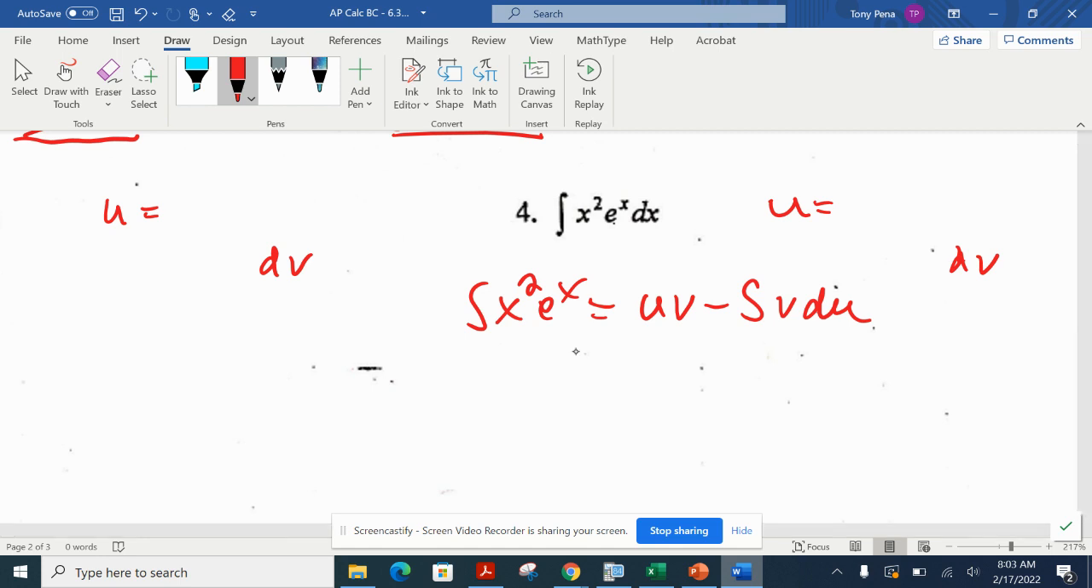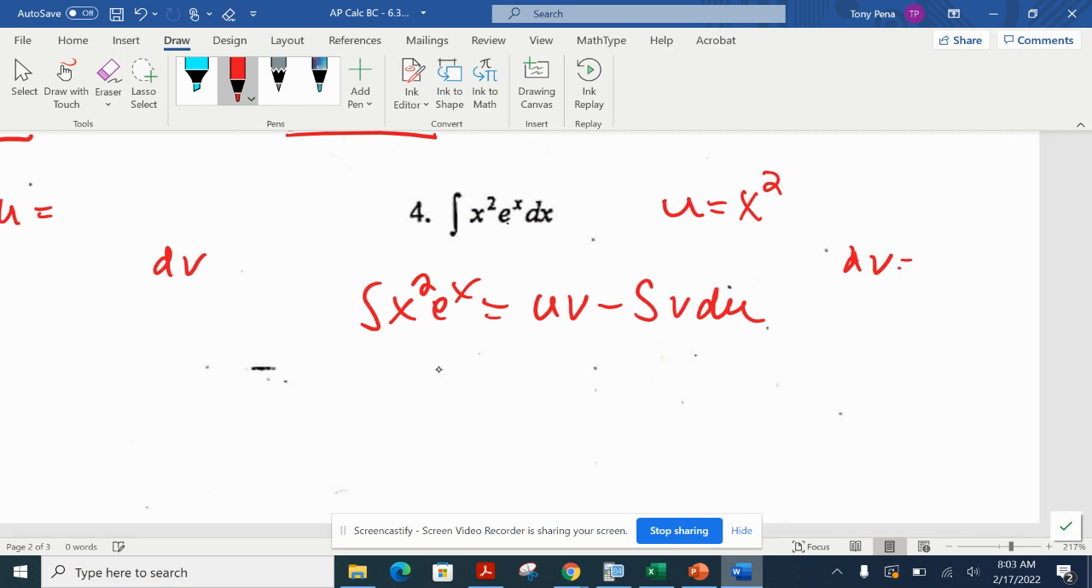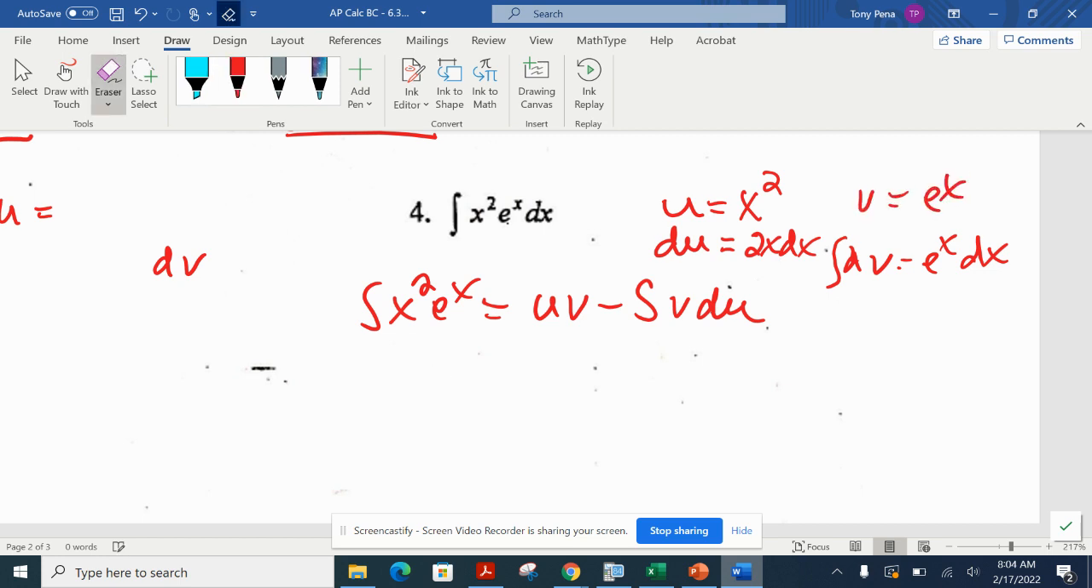What we're going to let our u equal is x squared. And then our dv is going to be e to the x and then the dx. All right, hopefully at this point, after doing a couple, we see that we're going to need the derivative of the u, which would be 2x dx. And then we need the antiderivative of the dv, and the antiderivative of e to the x would just be itself.